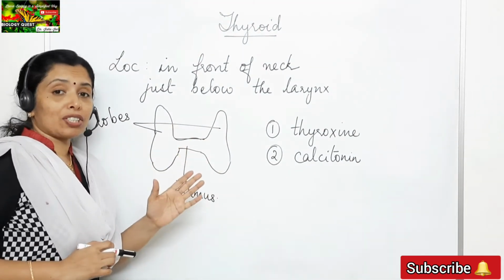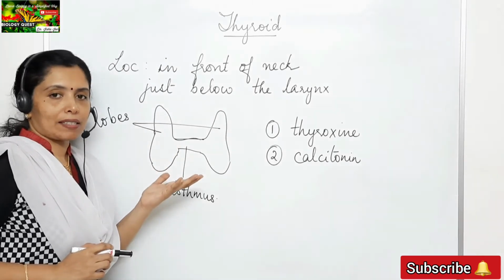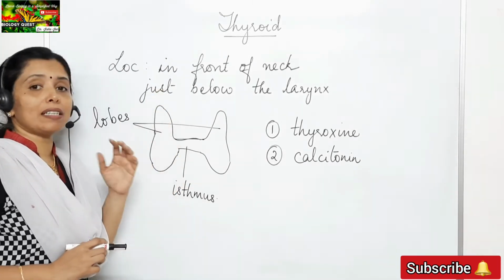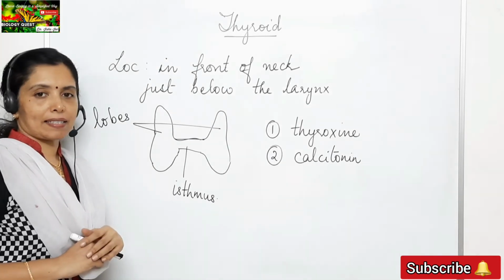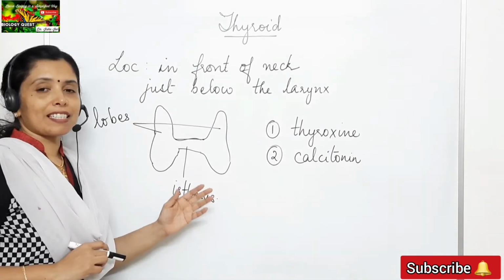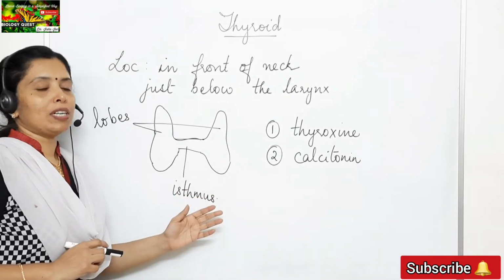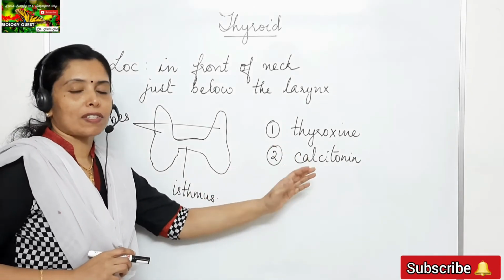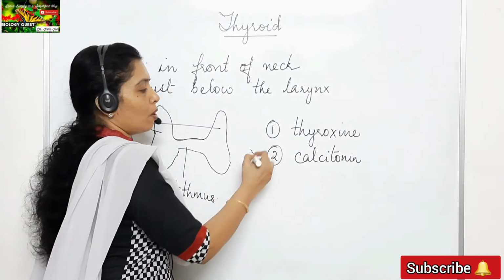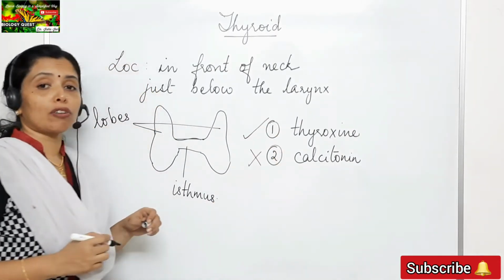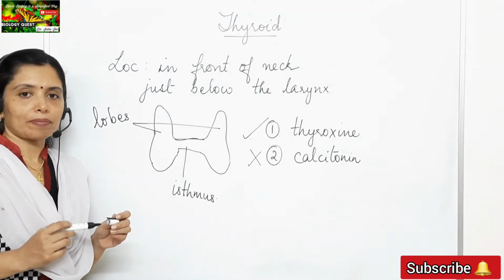So what is the location and function of the thyroid gland? You can expect this. What is the location? It is located in front of the neck, just below the larynx. And what is the function? It is concerned with the secretion of two hormones, thyroxine and calcitonin. We don't have calcitonin in our syllabus. We just have to study the function of thyroxine alone.